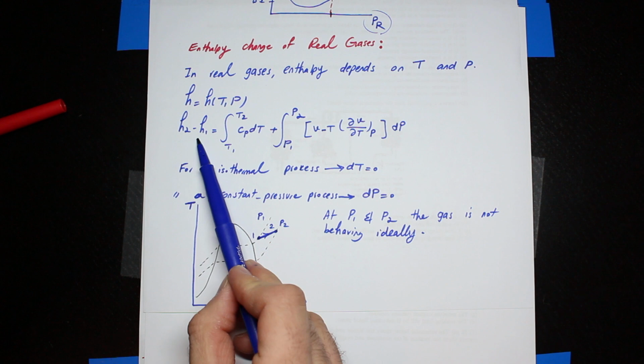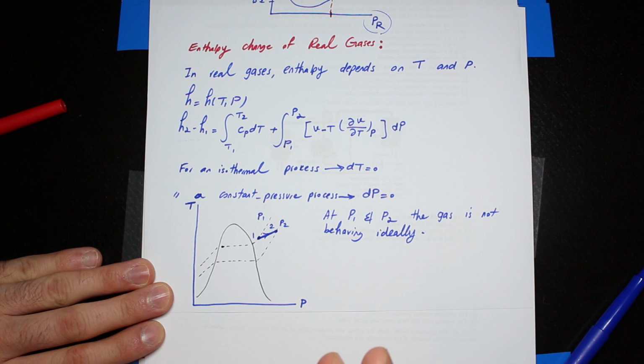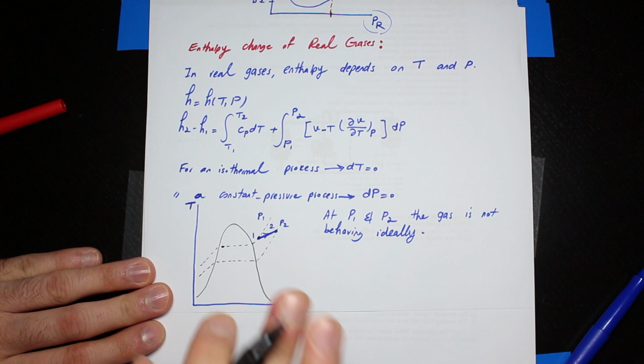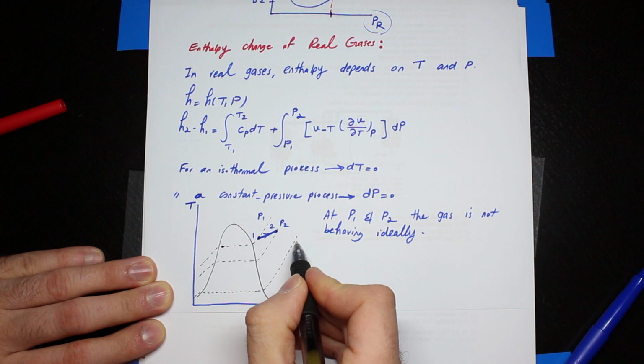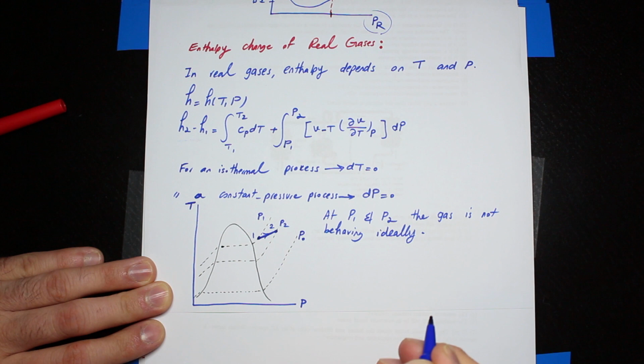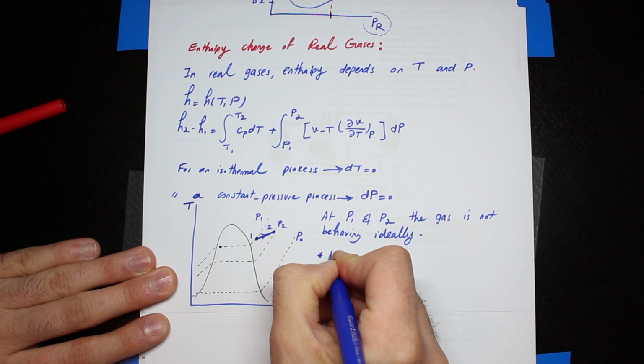So basically, we are dealing with a real gas, and we want to know what H2 minus H1 is in this particular case. In order to find that, I am going to draw another constant pressure line, but that constant pressure line is at a very low pressure. I do that on purpose because I want to get some help from a low pressure at which the gas is behaving ideally. So let's say this is the third constant pressure line. Let me call that P0, and P0 can be chosen to be very low or basically zero because we want to make sure the gas is behaving ideally.